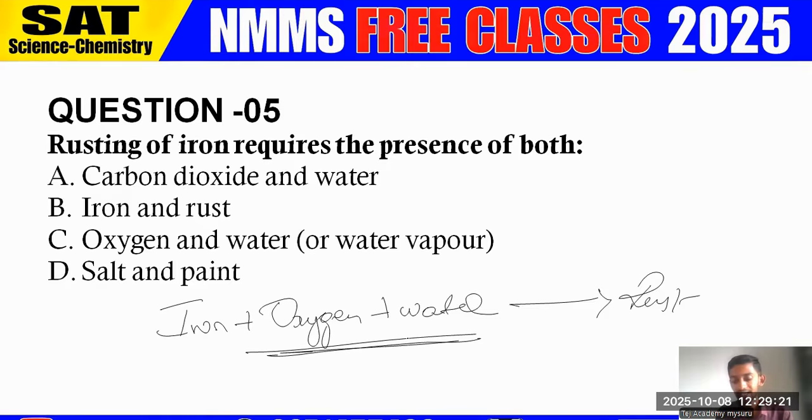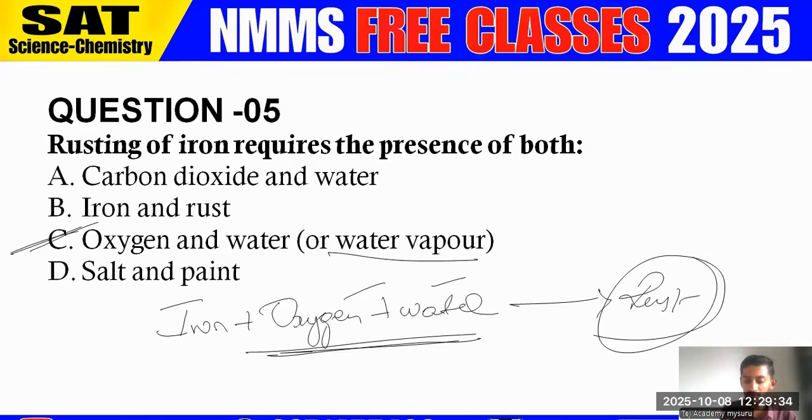It should come into contact, or if it is in the presence of oxygen and water, then only the rusting will happen. So that's why the correct option is oxygen and water. Instead of water, there can also be water vapor. So we can say water or water vapor also.